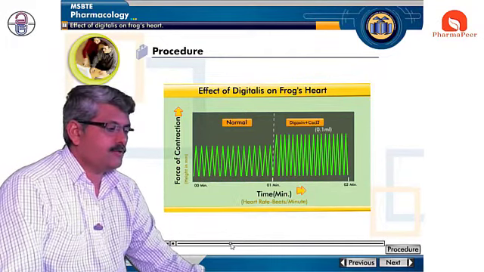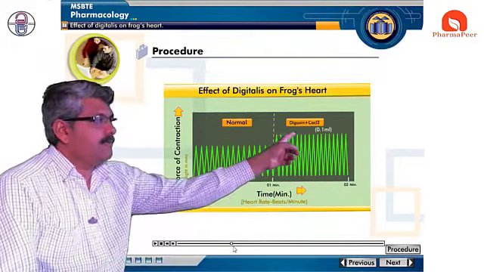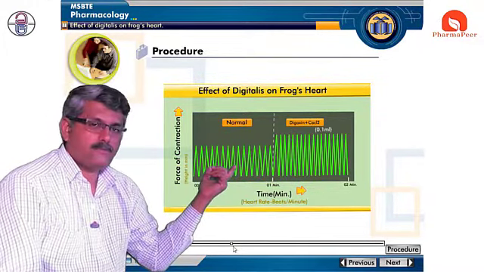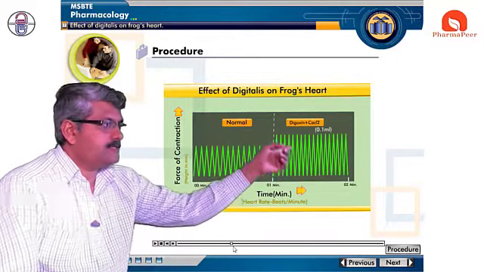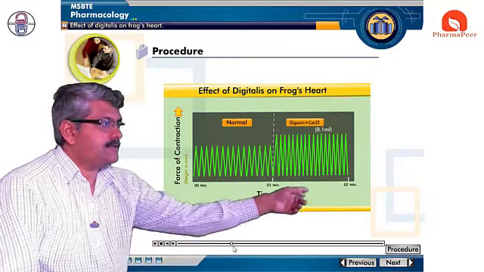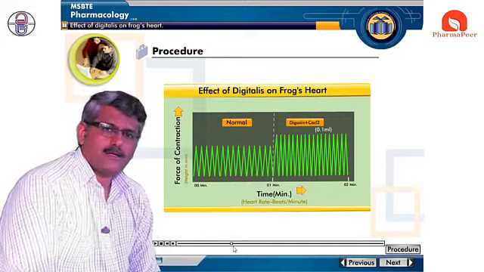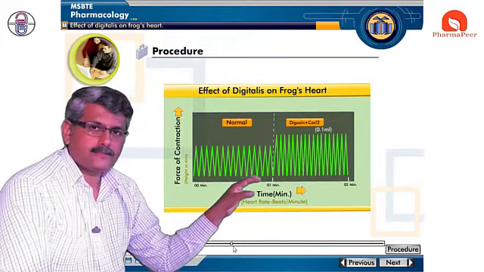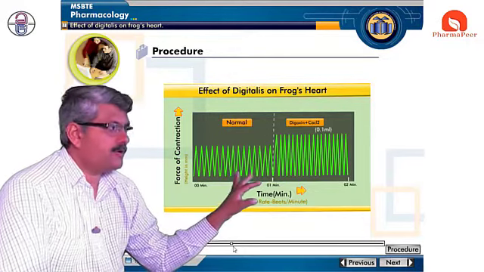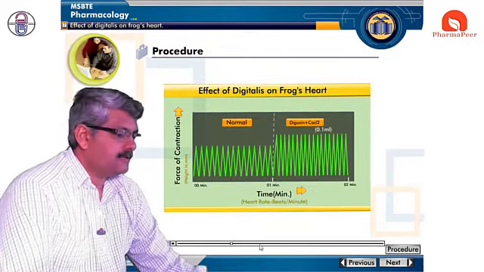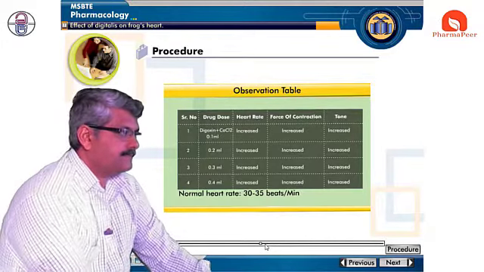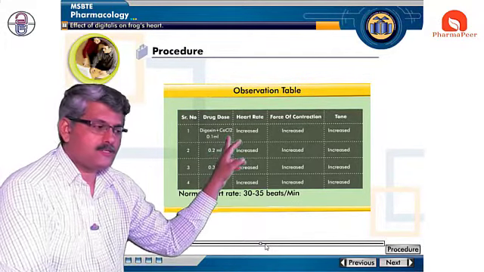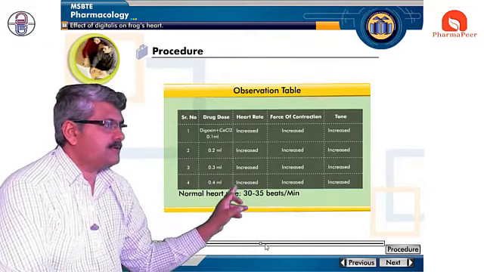When we use a combination of digoxin plus calcium chloride, the heart shows an increase in force of contraction as well as an increase in heart rate. That is the normal activity of the heart. So first, we initially check whether the heart is working properly or not. After that, we check whether the combination of digitalis and calcium chloride is working properly or not.